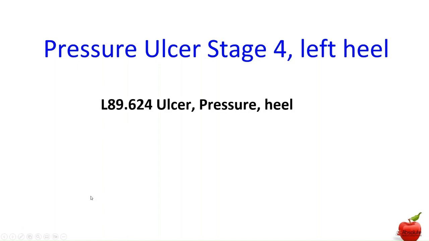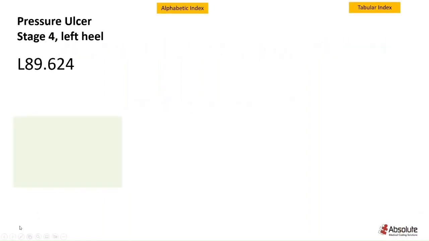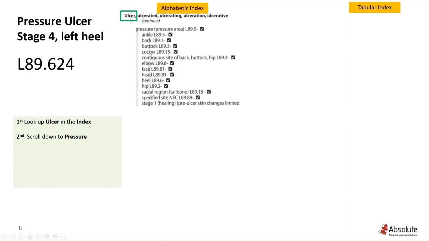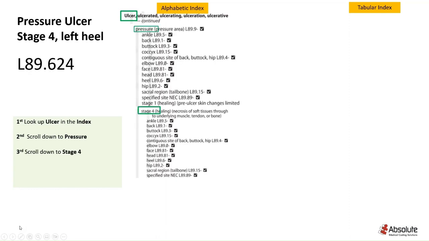It is L89.624. Let's do that again. Ulcer, pressure, heel. So you all know the drill. We're going to look up ulcer in the index, scroll down to pressure, and specifically, we are looking for stage 4 of the heel, and that leads us to L89.6.